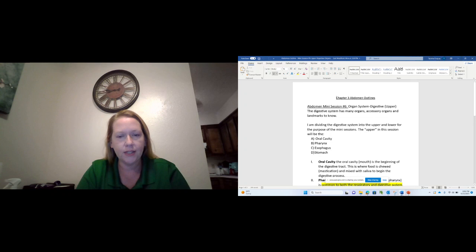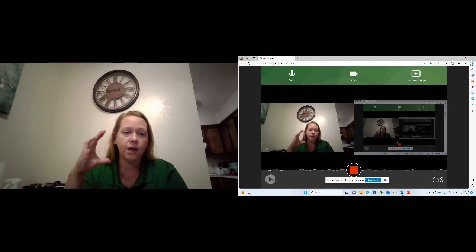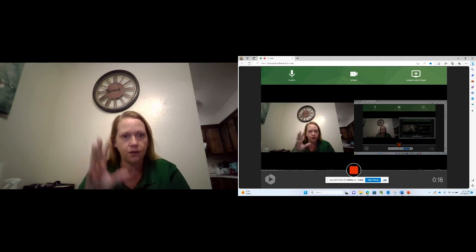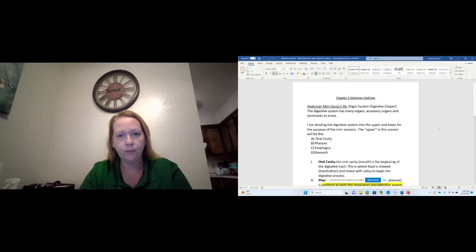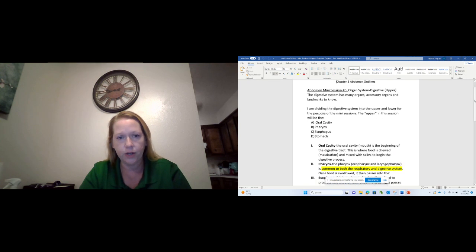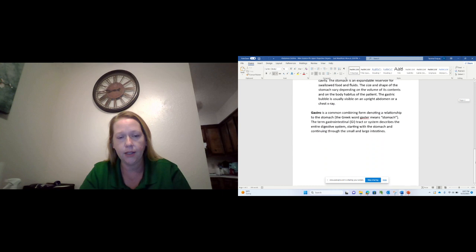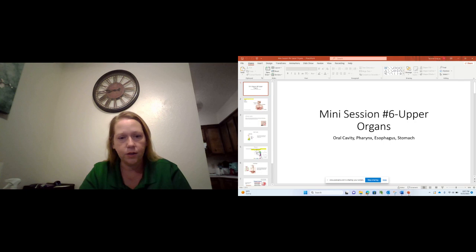Six organ systems for the digestive tract. I'm going to start with the upper part and then we'll move to the lower part, just because there's so many and I'm going to break it up into small bite-sized chunks. So let me share with you the outline. The upper digestive tract. In this little session, you're going to have the oral cavity, the pharynx, the esophagus, and the stomach. All right, here's your outline that is on Canvas. Shrink that. And let's go to the PowerPoint.